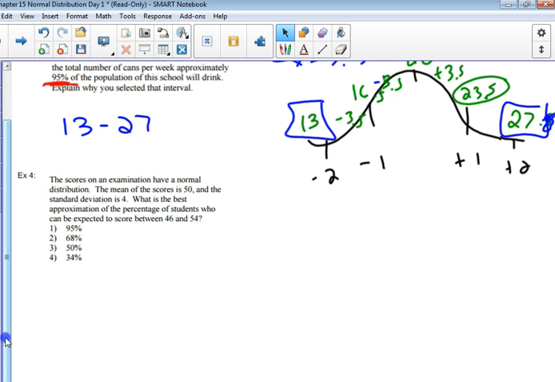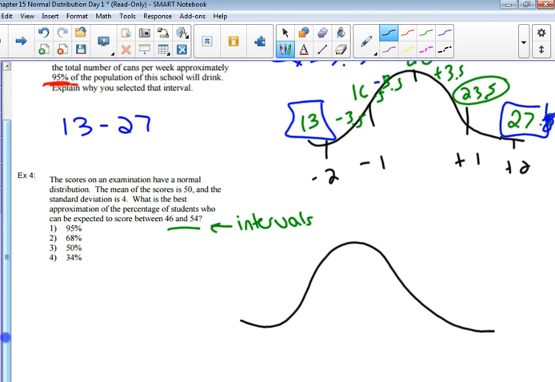So the mean is 50, they tell you guys, and the standard deviation is 4. What is the best approximation of the percentage of students who could be expected to score between 46 and 54? So these are the intervals. They give you guys the intervals this time. So it might be helpful to see how you get to those numbers. What would you put in the middle? 50, good. Now we want to get to these numbers.